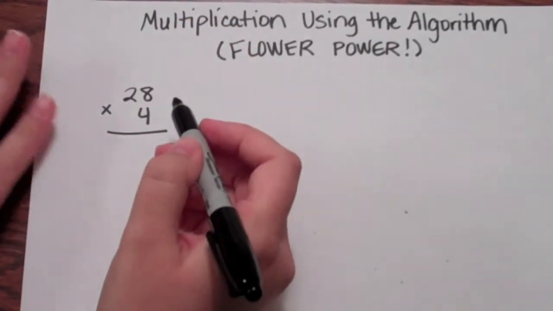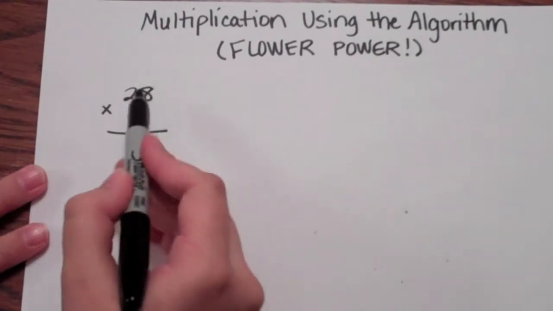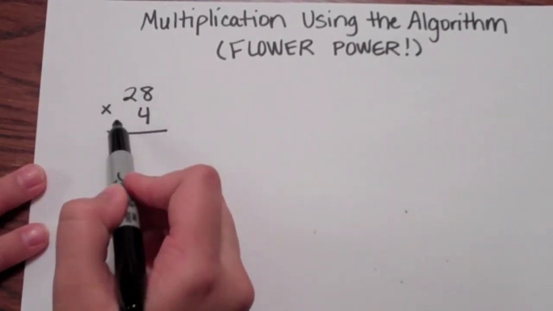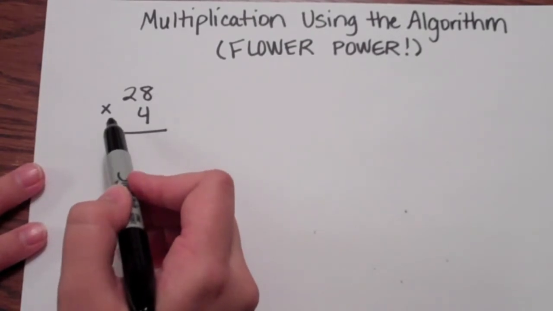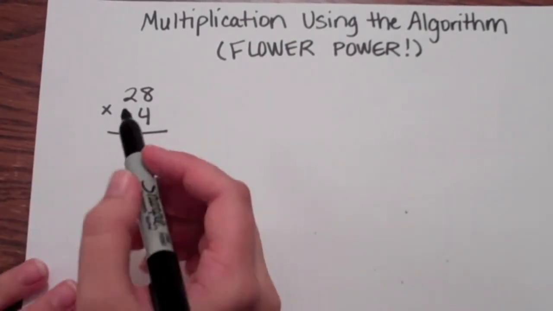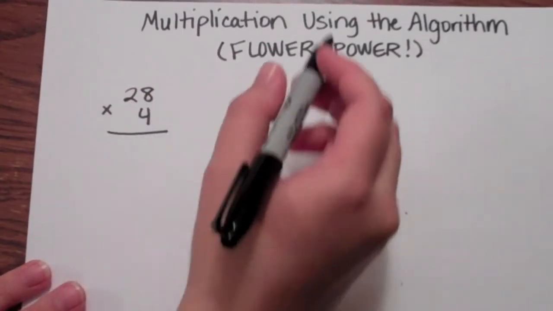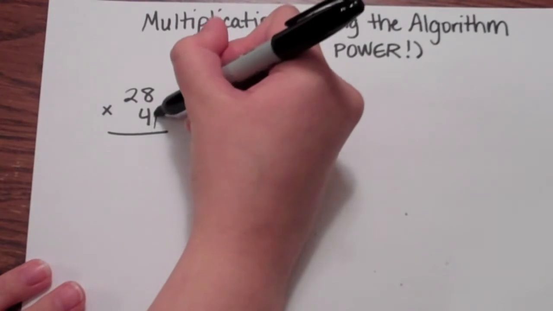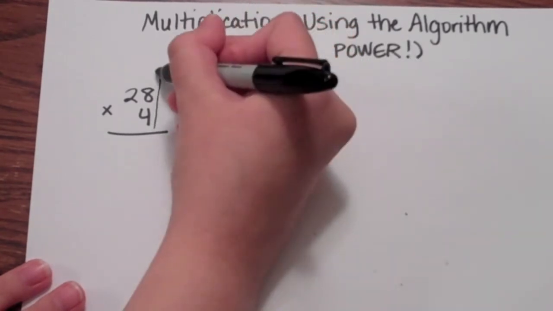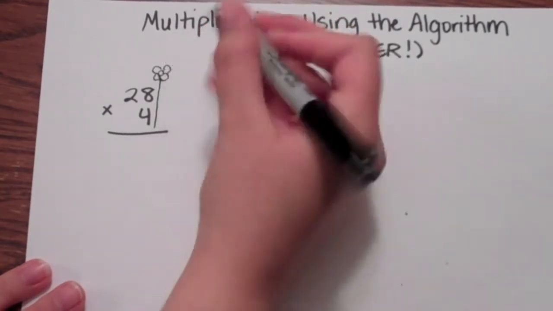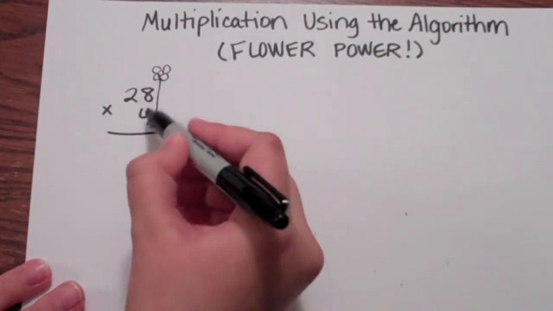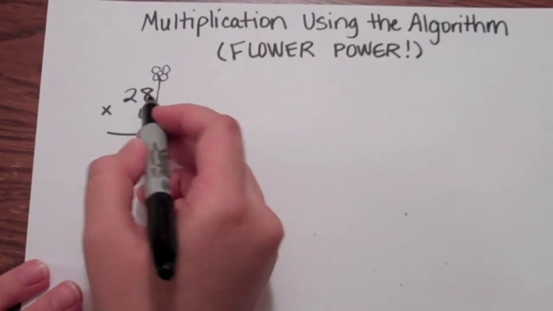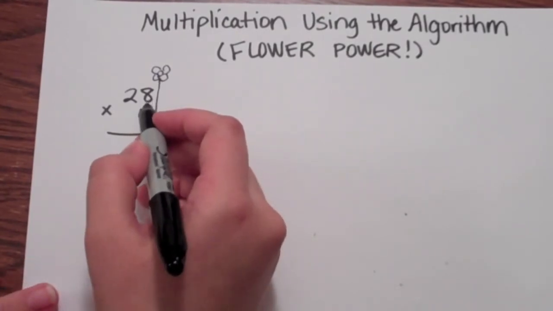Now notice first, this is very important. I lined up all the ones in the ones place, and I lined up the tens in the tens place. If some of your numbers are shifted, you're going to be very messed up. So the first thing I do in my flower power strategy is I draw a little stem to remind myself that I need to multiply the ones first. I go straight up and multiply 4 times 8. 4 times 8 is 32.